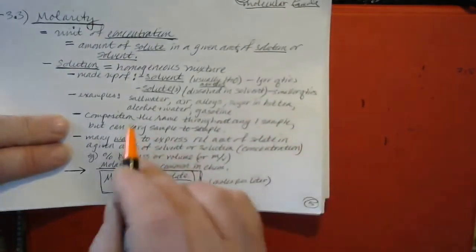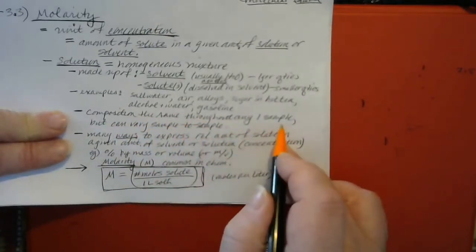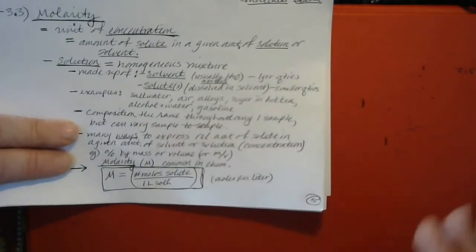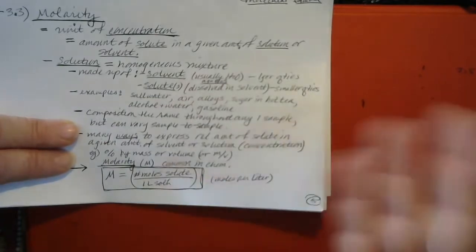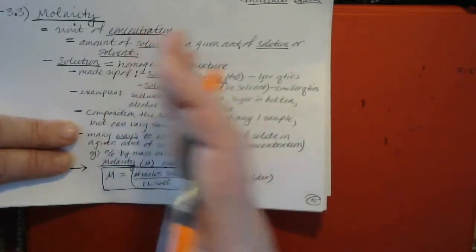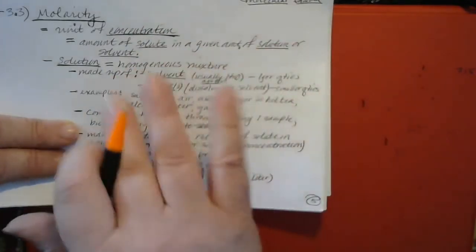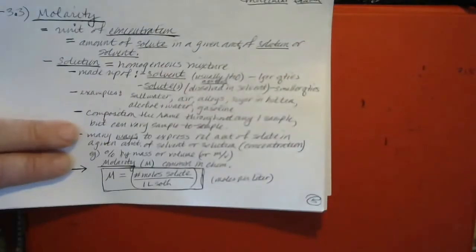So for a homogeneous mixture, again, the composition has to remain the same throughout any one sample, but it can vary from one sample to another. Just like with gasoline, you've got premium gasoline, you've got regular gasoline, and back in the day, you had leaded gasoline. The composition could vary from one type of gasoline to another, but within any sample of one type of gasoline, the composition would be the same throughout.